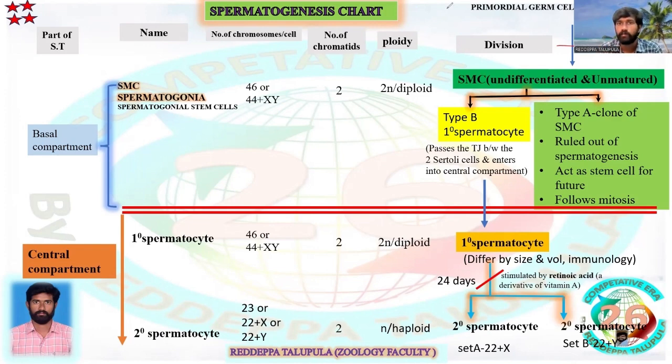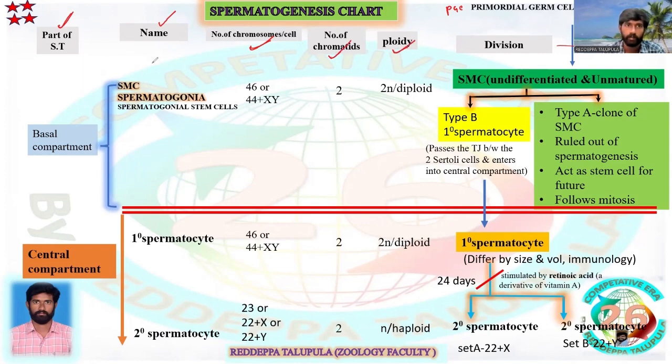See, there will be PGC first. For every cell, there will be ploidy, number of chromatids, number of chromosomes, and where meiosis or mitosis occurred; all those things will be included here. See, first, the part of the seminiferous tubules, the name of the cell, the number of chromosomes per cell will be given here, and the number of chromatids will be present. That means ploidy.